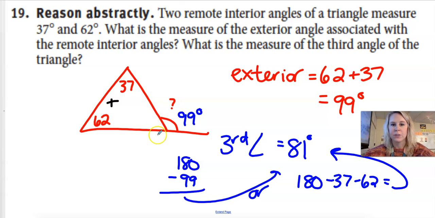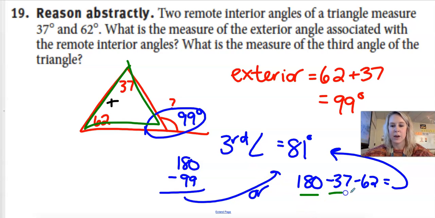Okay. To find the third angle of the triangle, you could have done several things. You could have said this is a linear pair and said 180 minus 99 will get you 81. Or you could have said I like to know triangle sum, and triangles are 180. So 180 take away 37 and take away 62 will give you what's remaining for the third angle, 81 also. Okay. So that one was a little wordy, but if you draw a picture out, it'll be good.